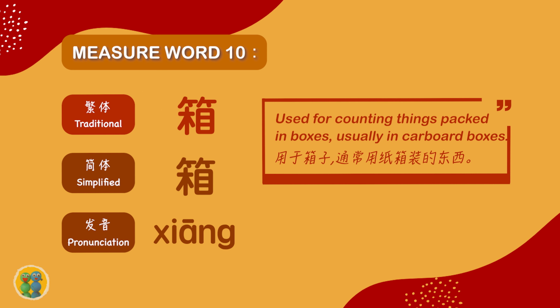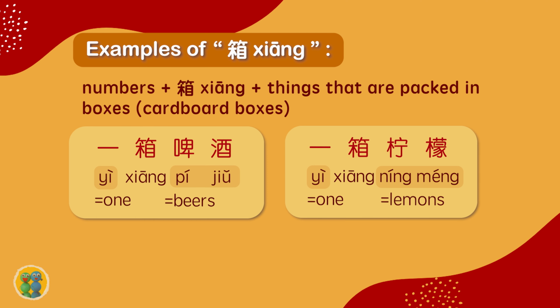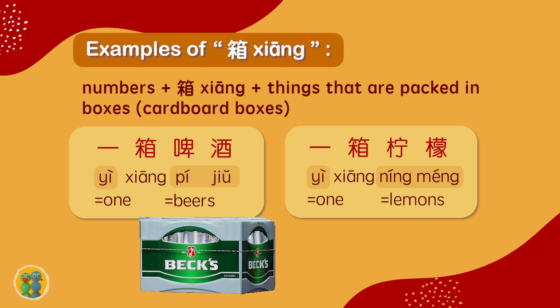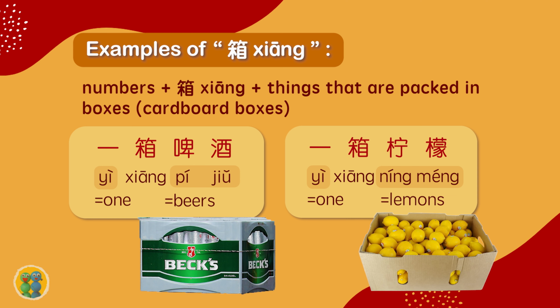The 10th measure word is 箱. 箱 is used for counting things that are packed in boxes, usually in cardboard boxes. Examples of 箱. 一箱啤酒. It means one. 啤酒 means beers. 一箱柠檬. It means one. 柠檬 means lemons.